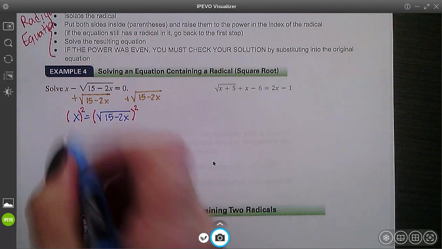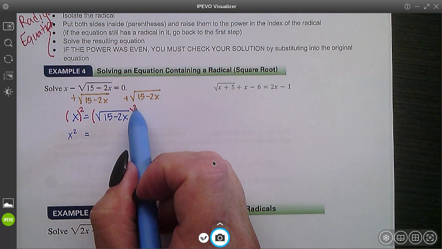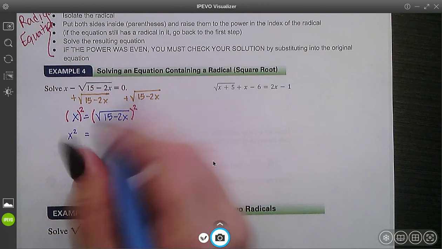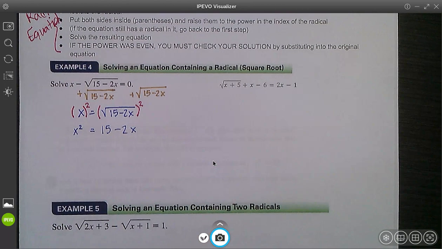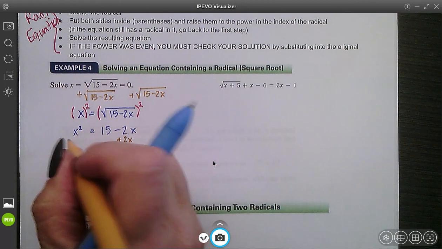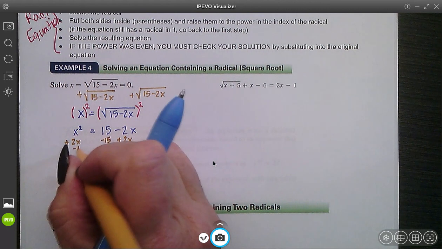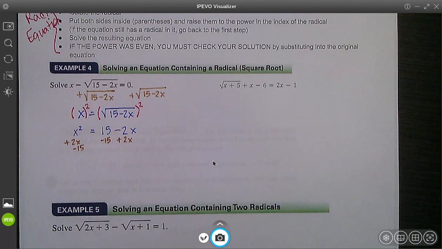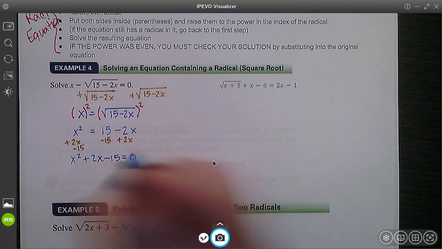On the left side, I'm going to have x squared. On the right side, the square root and squaring are going to cancel each other out, and I'll just be left with 15 minus 2x. So now I have a quadratic equation. I can solve that by factoring or quadratic formula or completing the square. I'm going to need to move both of these terms over to the left side so that I have x squared plus 2x minus 15 equals 0.